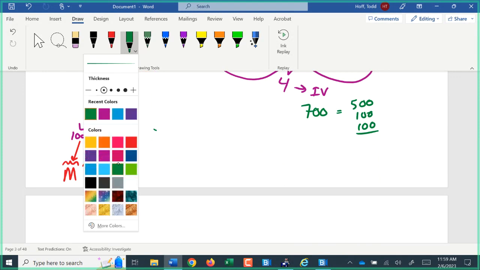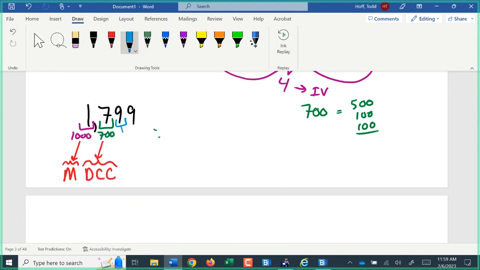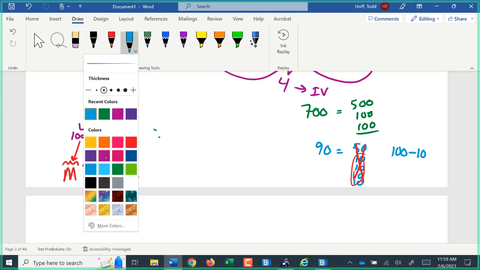The next digit is the 9. It's in the tens place, that stands for 90. 90 cannot be done additively. 90 would be 50 plus 10 plus 10 plus 10 plus 10. That would give us 4 tens in a row, so we can't do that. So we would have to do that subtractively as 100 minus 10. So it's XC, 10 from 100.